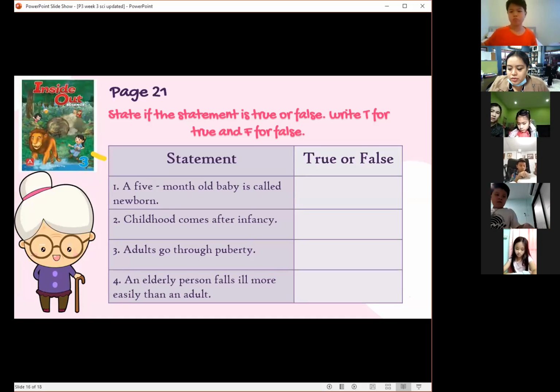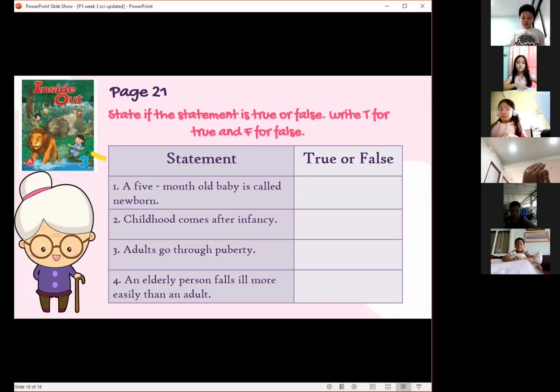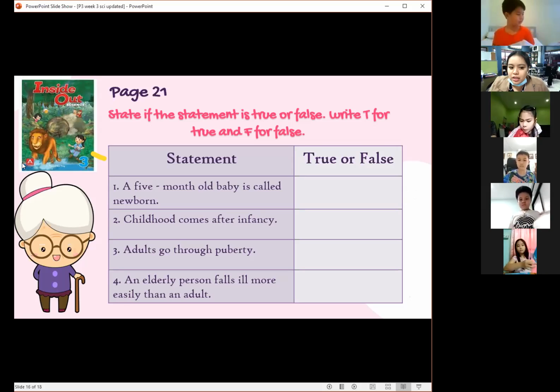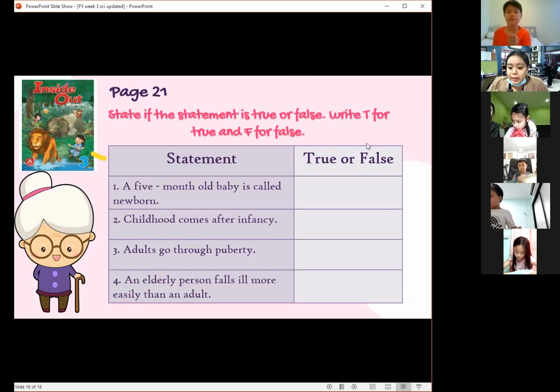Show me your books. Do you have your books with you? Your pencil? Okay, ready to answer? Now, the direction here is state if the statement is true or false. Write T for true and F for false. Ready? Okay, now let's read.